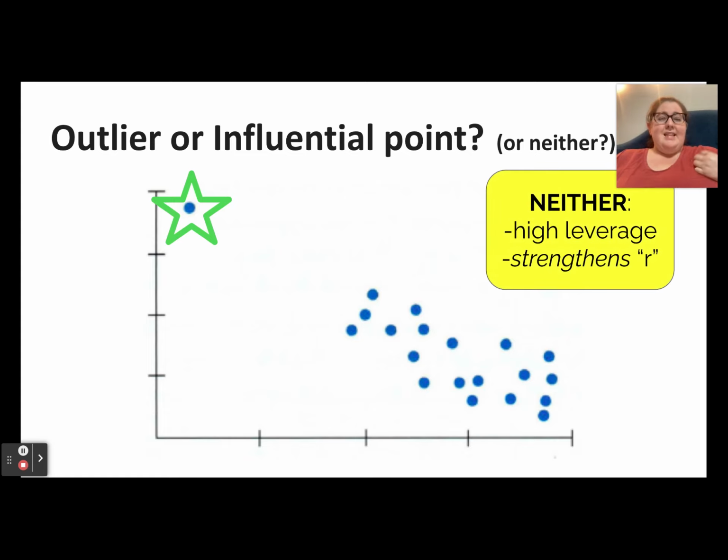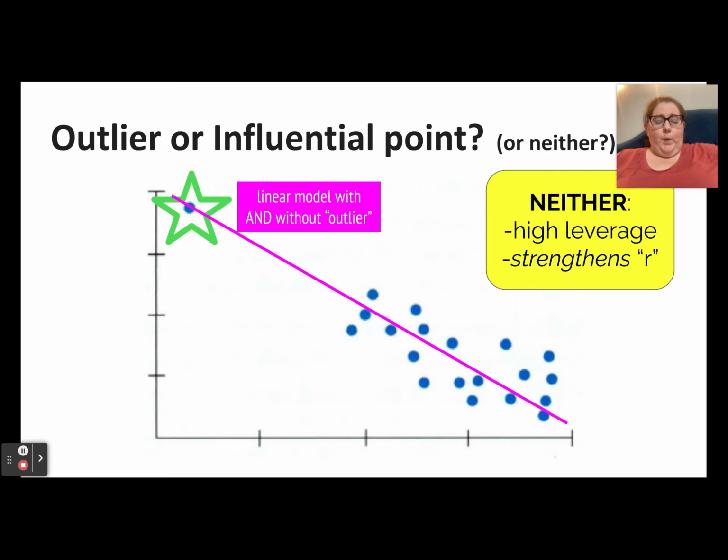So this is one I would say is neither, because even though its x value and its y value are kind of far away from the rest of the points, because its x value is far away, it does have high leverage, but because it's fitting the pattern, it's actually strengthening correlation, and the line of best fit is not really going to change with or without that point. Right? Taking it away is not going to change it, adding it is not going to change it. It's pretty much going to stay the same.